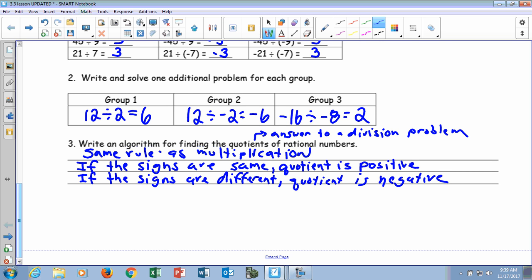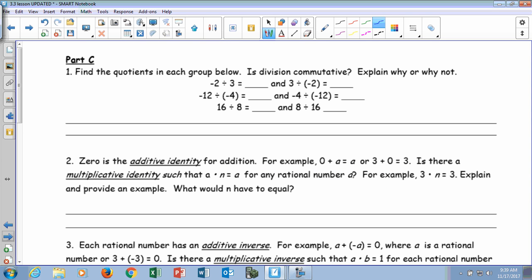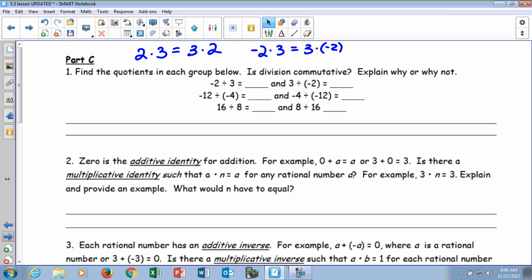So remember we talked about multiplication? Let's go to the next page. If we had 2 times 3, that was the same as saying 3 times 2, right? Because they both were 6. Or if we had negative 2 times 3, it was the same as saying 3 times negative 2 because they were both negative 6. We found out that multiplication was commutative. Well, now I want you to find the quotients in each group and then tell me, is division commutative? Why or why not?